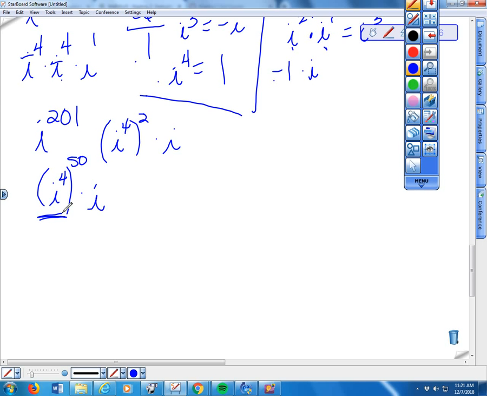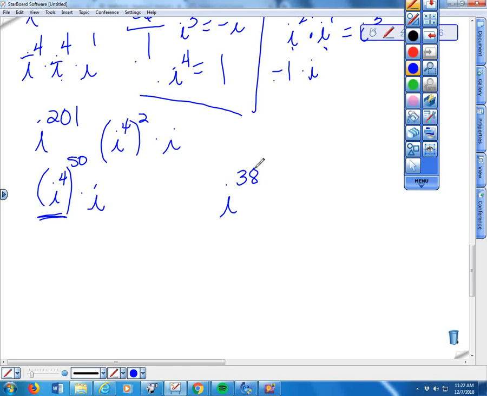Okay? Try i to the 38th power. What will that be? After 4 goes in evenly, how many are left over? It doesn't matter how many times it goes in evenly, but once it goes in evenly, you have 2 left over, right? 36 is where it goes in evenly, 2 left over, so it's i squared, which is negative 1.